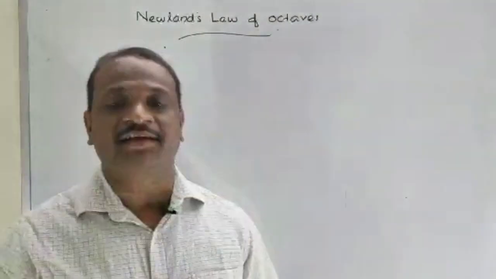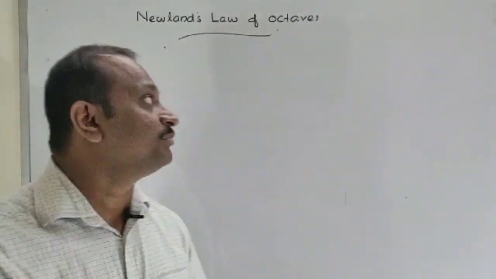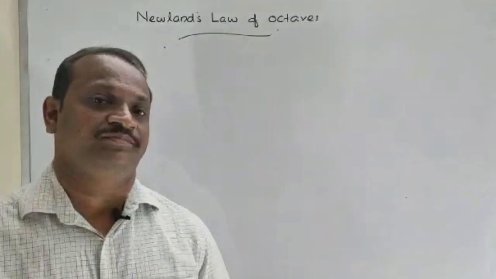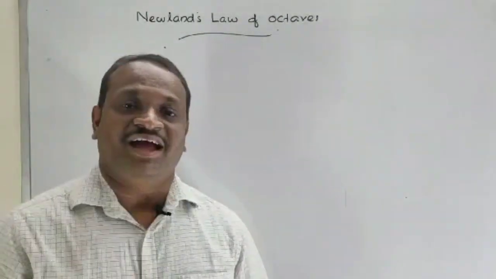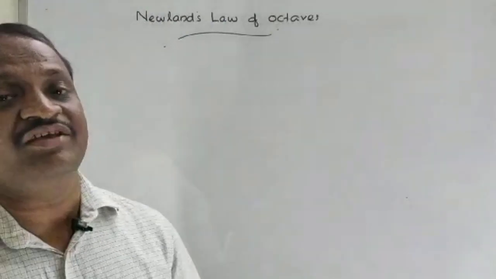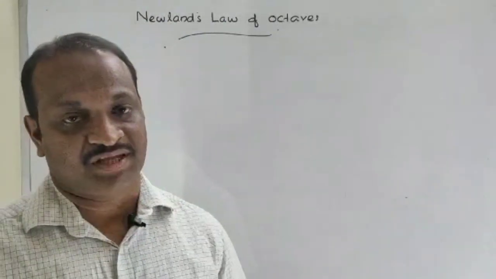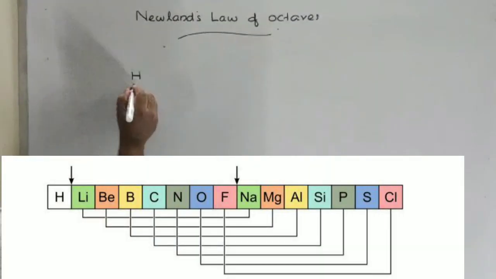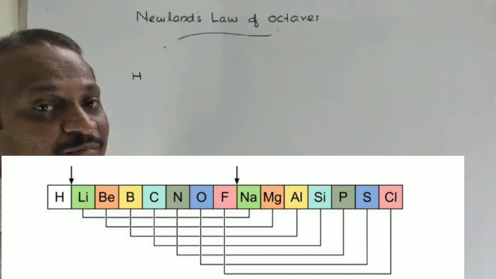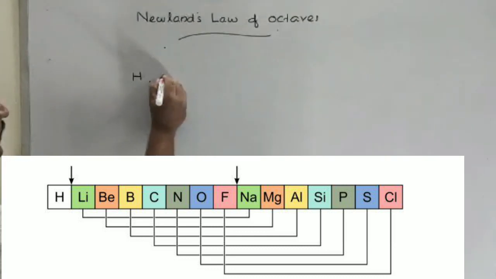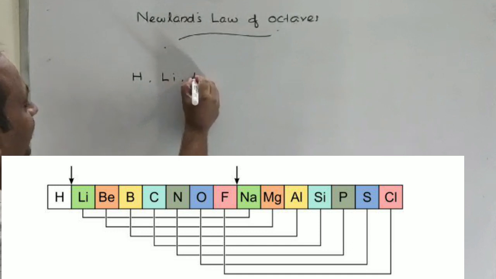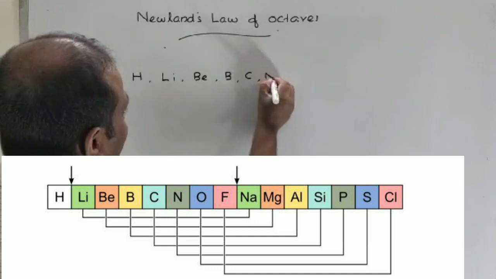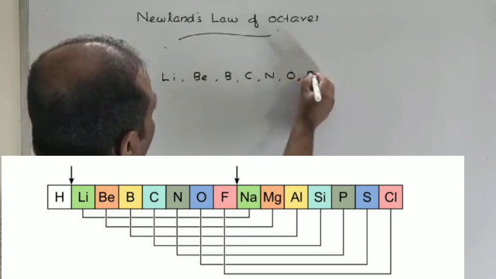We have a second concept, introduced by Newlands. What is Newlands' Law of Octaves? Newlands arranged the elements in increasing order of their atomic weight. Let's see how he arranged. Hydrogen, and after hydrogen, helium. It's a noble gas, not discovered by that time. So after hydrogen, we have lithium. Then we have beryllium. Next boron, next carbon, nitrogen, oxygen, fluorine.